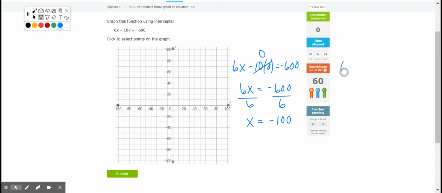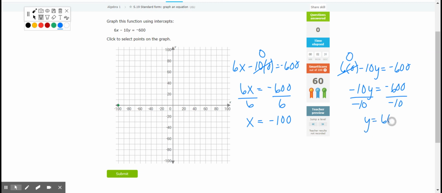So we've got 6 times 0, because we're finding the y-intercept, minus 10y equals negative 600. Again, this goes to 0, but we have to be careful because it should be negative 10y, since it was subtraction in between the x and the y terms. So we have to divide by negative 10 on both sides. And we get y equals, in this case, positive 60.